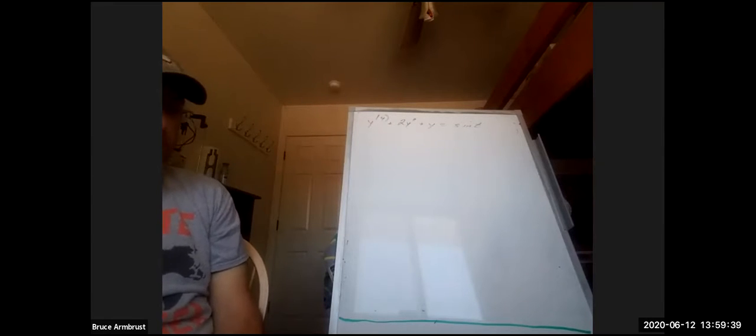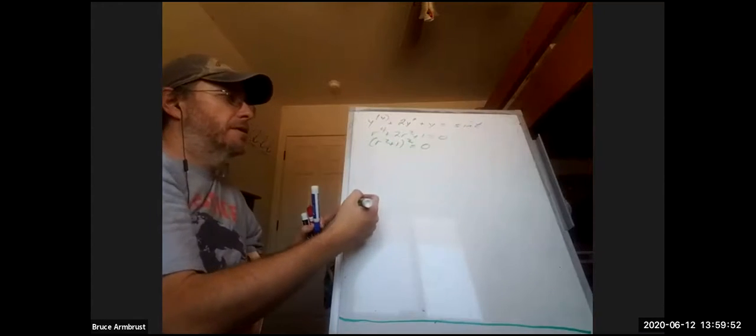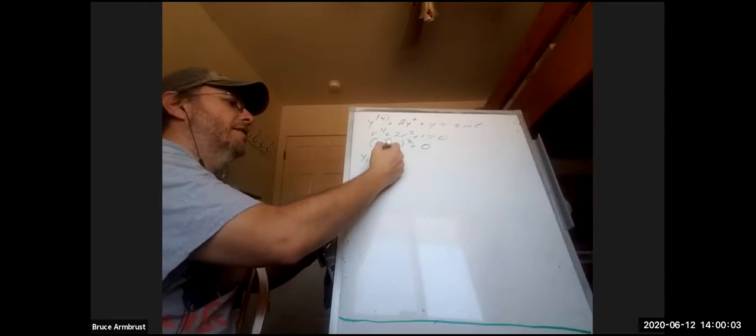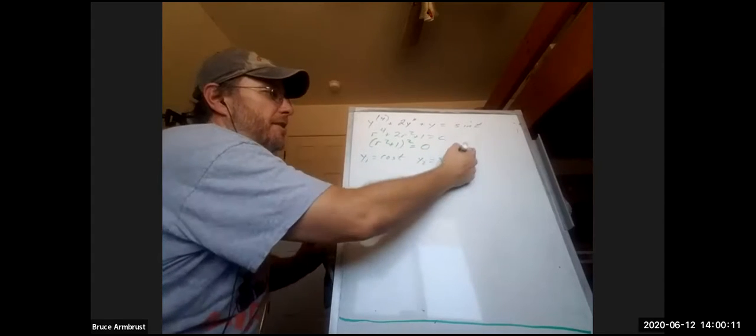All right, so first things first, we've got to find the fundamental set. So we've got r to the fourth plus 2r squared plus 1 equals 0. So that's (r squared plus 1) squared equals 0. So we're going to get roots of plus or minus i and plus or minus i again. So that tells me my fundamental set is going to be cosine, sine. We usually put those together. And then y3 is going to be t cosine, and y4 is going to be t sine.